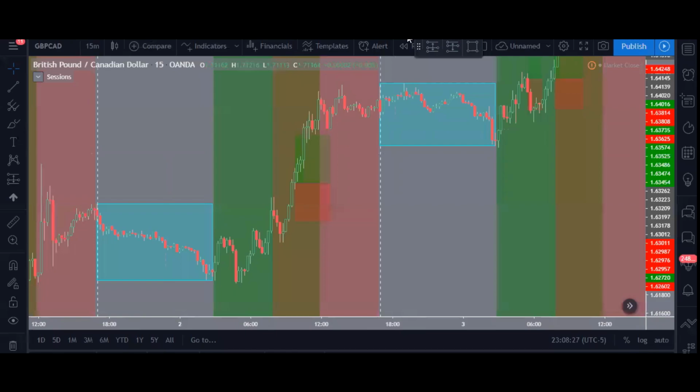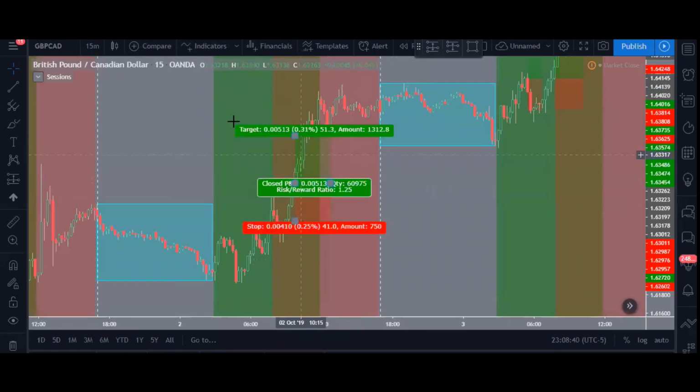So this is TradingView for any beginners that don't know. Of course, any experienced traders will know exactly what this is. And I've pulled up, you can go to the indicator section up here and type in sessions, and you can get this indicator to pop up, and you can change the colors a little bit.